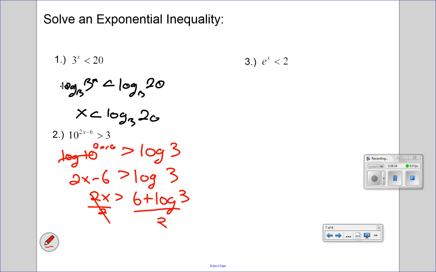And then for this last one, we're going to take log base e of both sides, which is just natural log. And so then this cancels out, and we just have x is greater than natural log of 2.